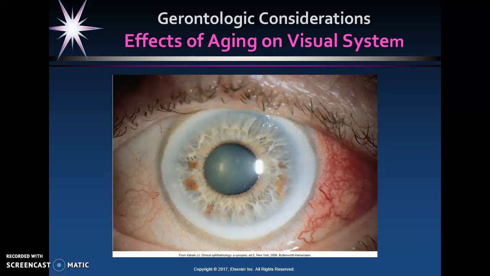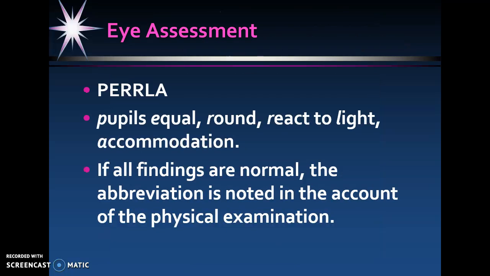There are various effects of aging on the visual system. Some of these changes are benign, but others can lead to serious loss of vision. And poor vision can have a significant psychosocial impact on patients.